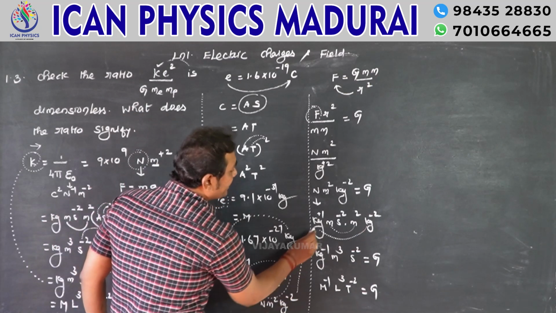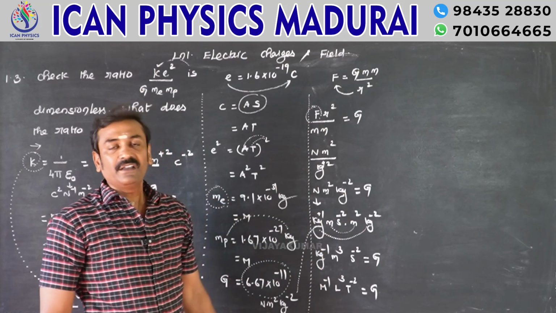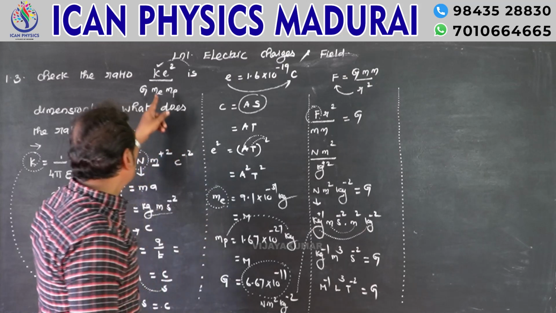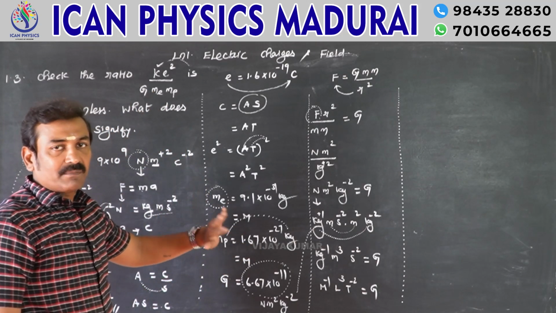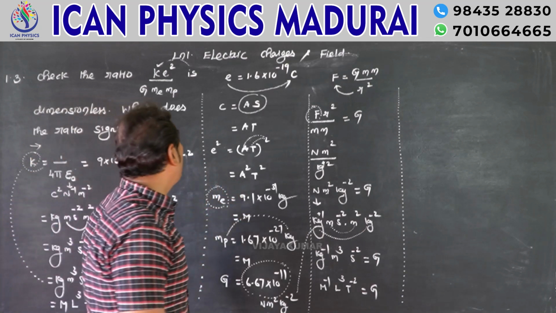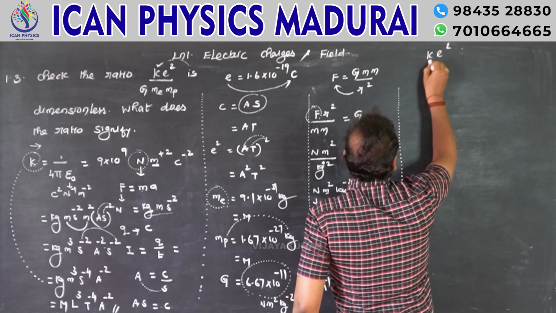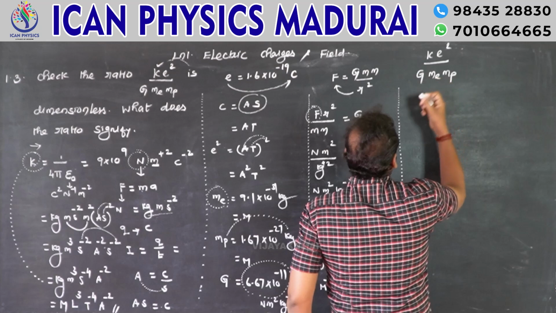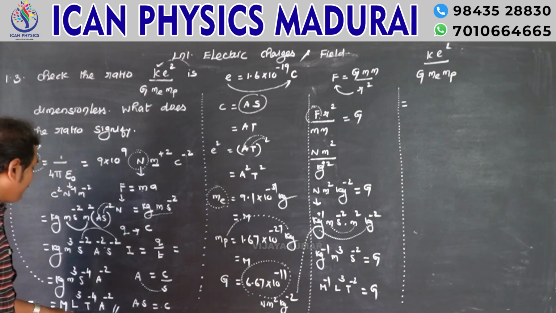Then directly you can go to the step. You can cut these steps. For understanding purpose only, we are doing this. So now we know all the quantities' dimensional formula. We can just substitute, then we can get the answer. So what is the formula? Ke square by G into Me into Mp. So what is the dimensional formula for K?